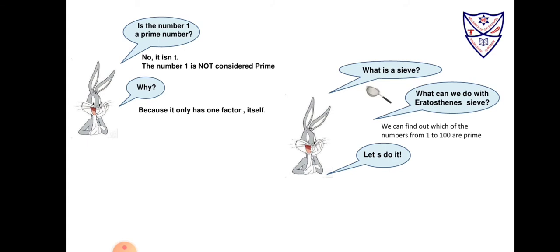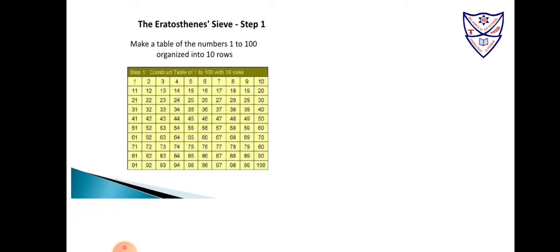Now what is the sieve of Eratosthenes method? What do we have to do in this method? In this method, we can find out which of the numbers from 1 to 100 are prime. So, let's do it, students. First step. Here you can see in this box, write 1 to 100. You will make a row from 1 to 10, 11 to 20, till 100. This is the first row. Organize this in 10 rows.